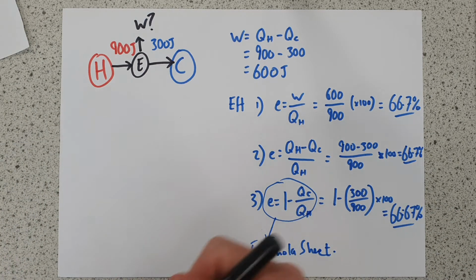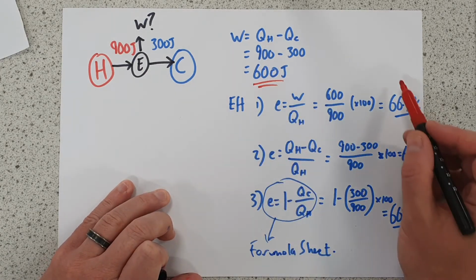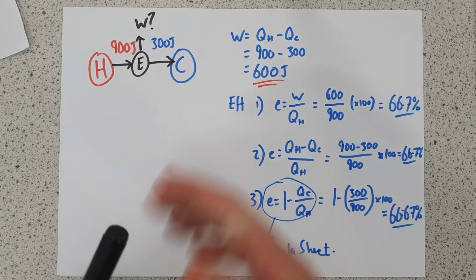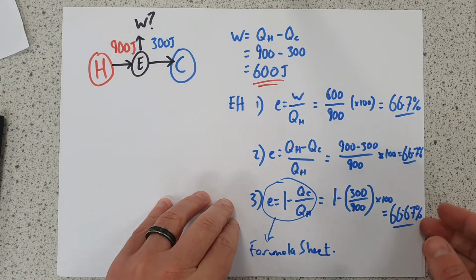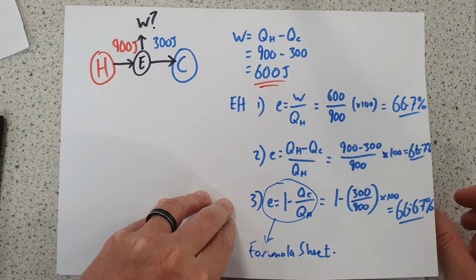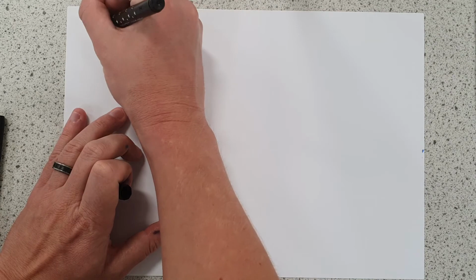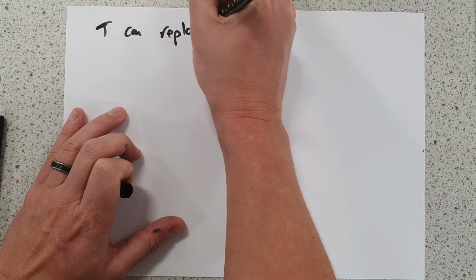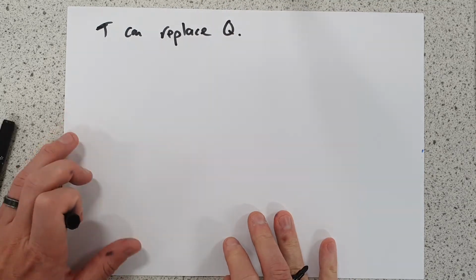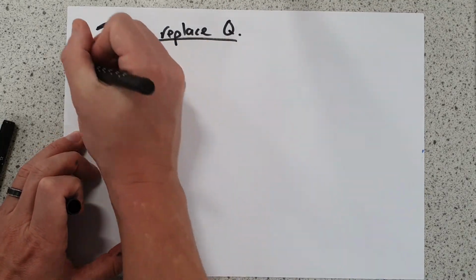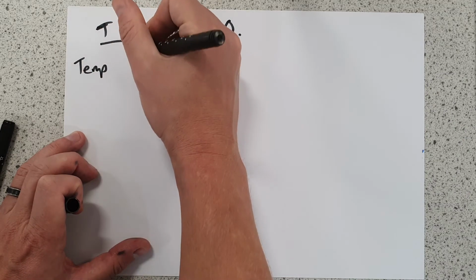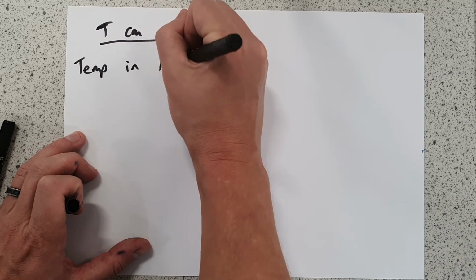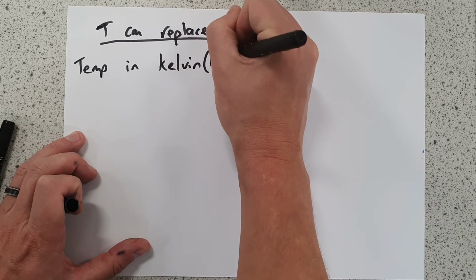So not only have we calculated work done, we've also calculated efficiency. Potential for 2, 3, 4 marks in an exam in that situation, carrying your results forward. Now just to finish, we need to be comfortable with the idea that temperature can replace heat in any question, okay? And temperature needs to be measured in Kelvin or K, okay?